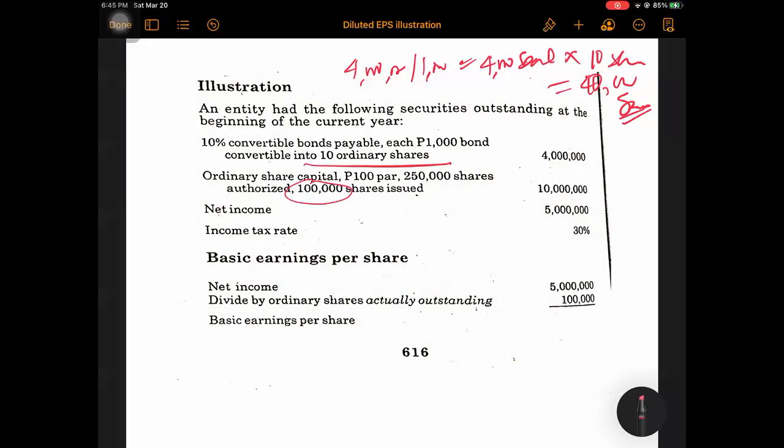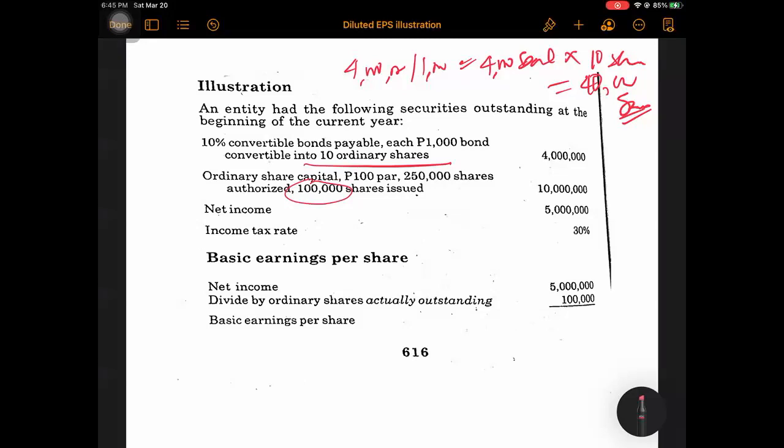So, to identify if this convertible bonds payable is a dilutive security, we need first to compute our basic earnings per share. Why? Because that is our basis, right? If we consider it as potential ordinary shares, is it dilutive? We compare the amount you compute to see if it is lower than the basic earnings per share. Does it dilute your basic earnings per share? So first, we need to compute the basic earnings per share.